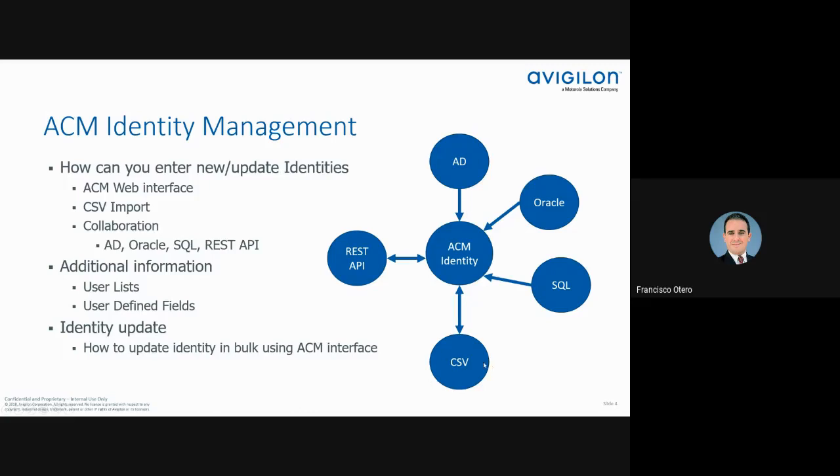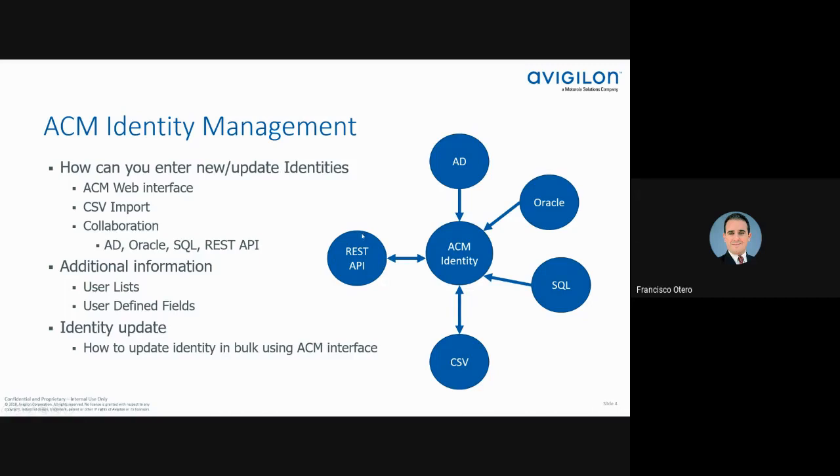Then there is CSV over here. So that's just a text file. We have the ability to send information into ACM in a text format, and also the ability to send information out of ACM in a text format. So this will be a bi-directional collaboration there.